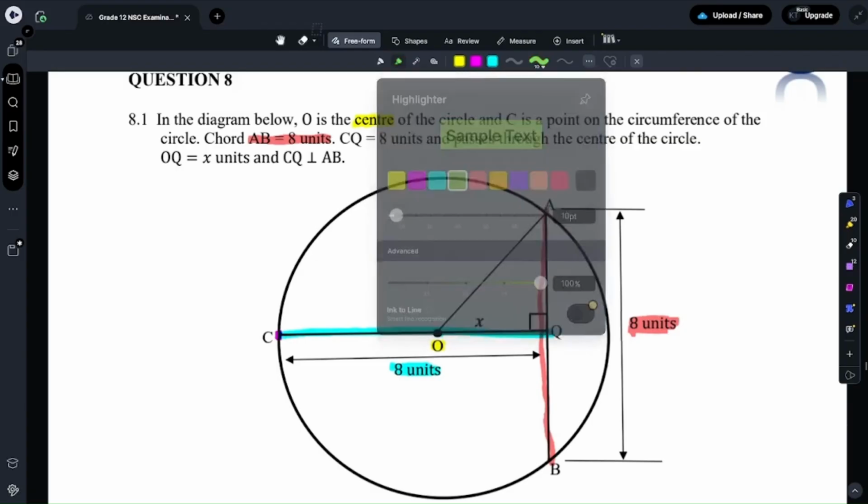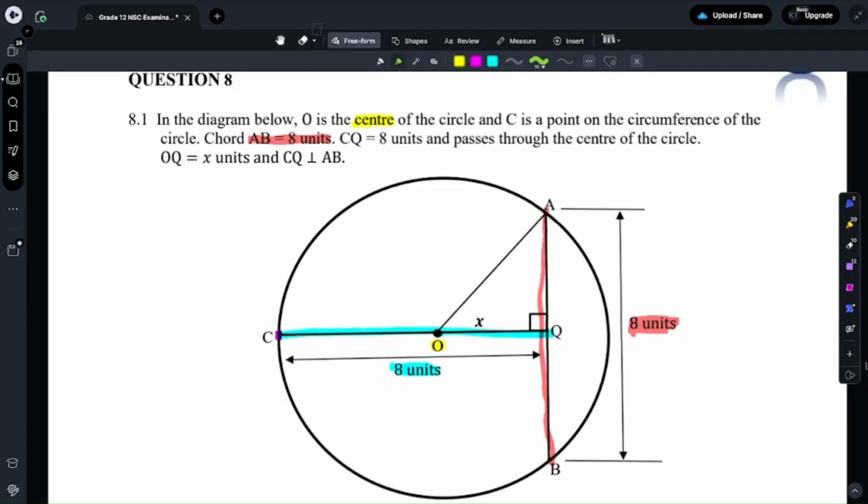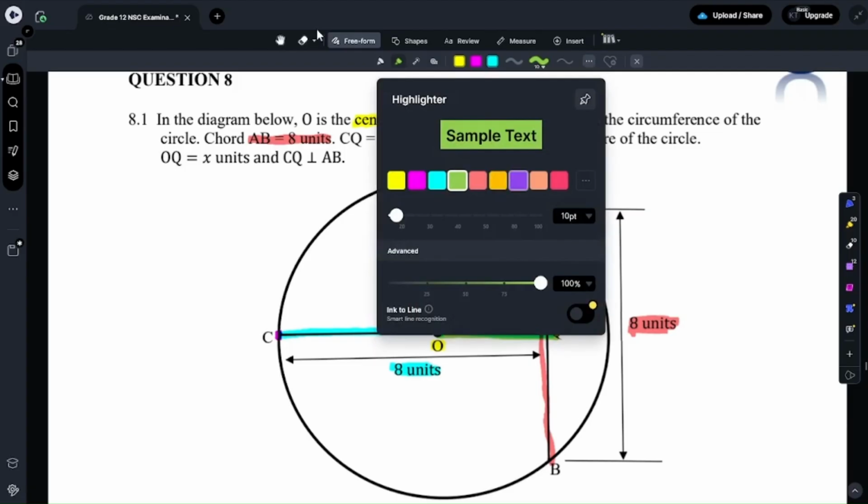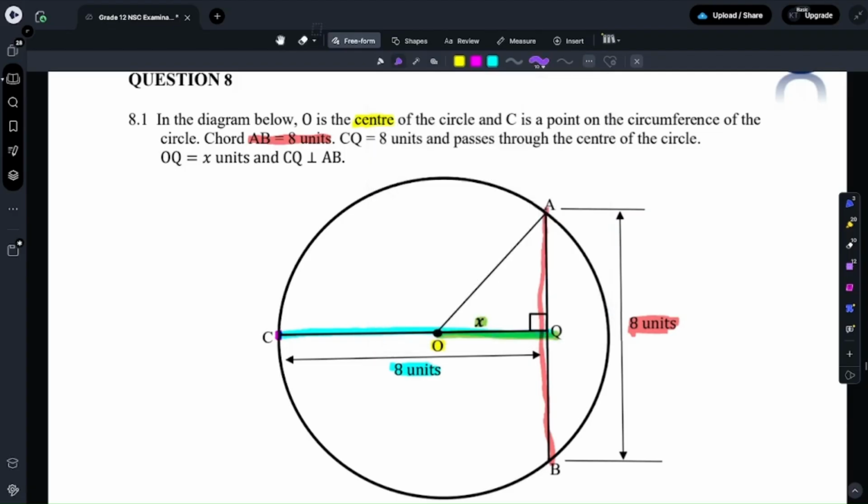Then we are given that OQ is equal to X units. And finally, we are given that CQ is perpendicular to AB. So they've also indicated on our diagram that CQ is perpendicular to AB. So take note of that.